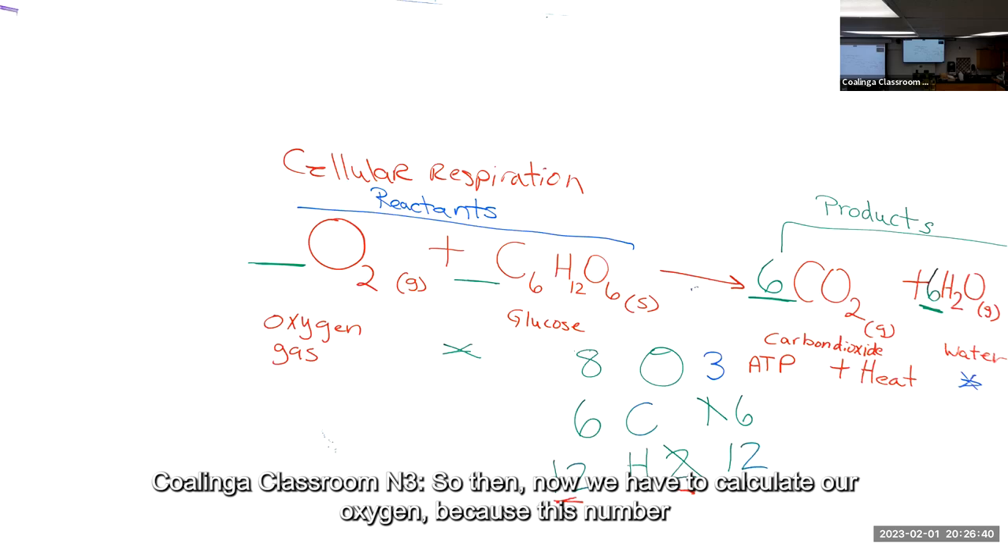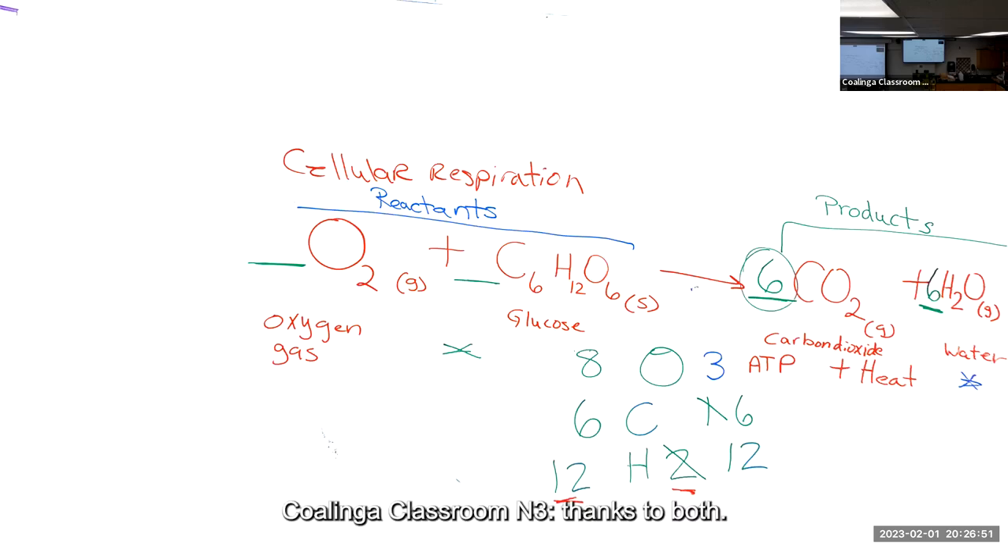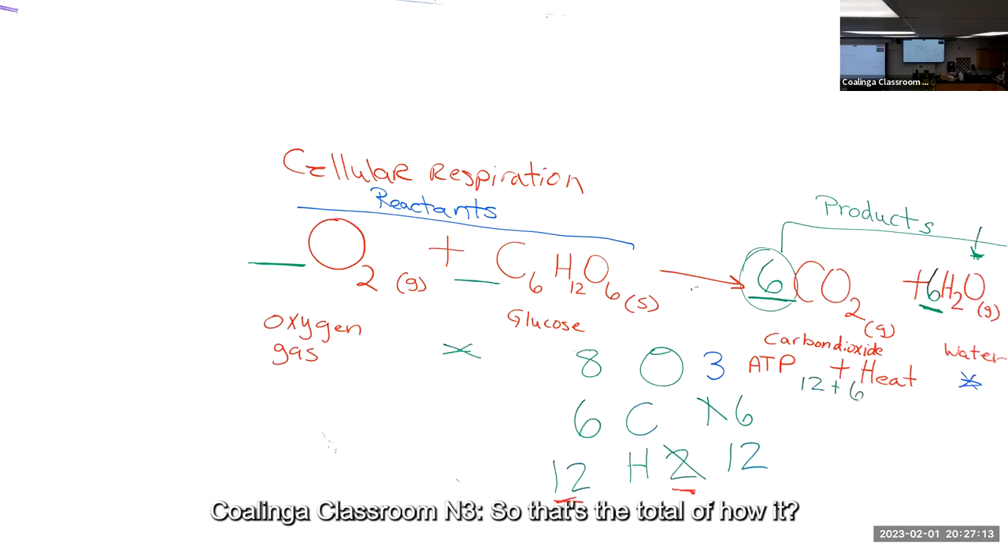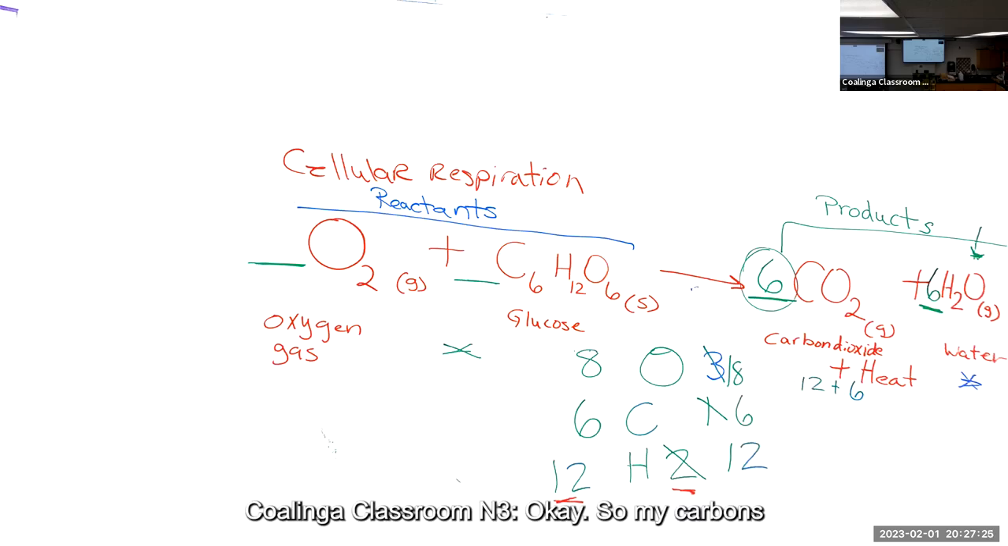Okay. So then now we have to recalculate our oxygens, because this number, the coefficient, pertains to both of those elements in the compound. So 6 times 2, so that's 12. Plus there's oxygens over here, and then that's 6 times 1, 6. So that's the total of how many? 12, 18. Okay, so now we have 18 oxygens. So my carbons are balanced out, my hydrogens are balanced out, but my oxygens are not. Okay, you guys see that?